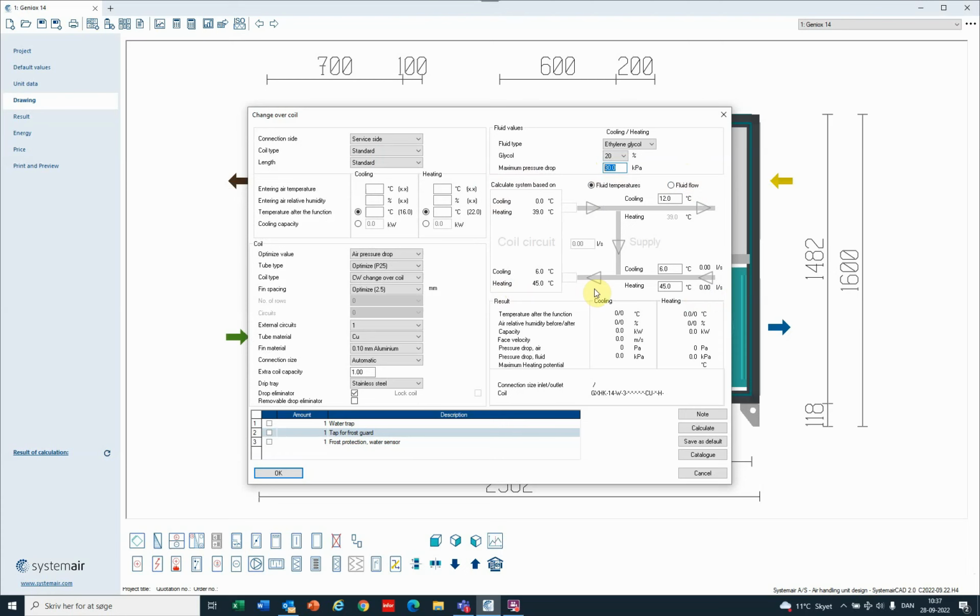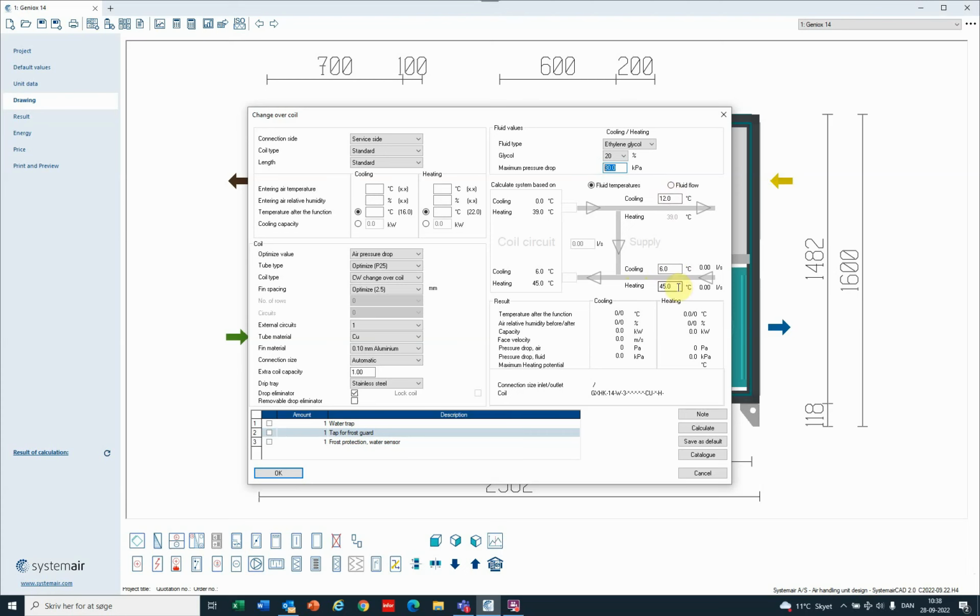Temperature inputs is done directly on this new graphical presentation of how the circuit should be built for a changeover coil. We have a primary circuit and we have a coil circuit. So inputs is done directly at this sketch of the circuit. Cooling 6 degrees going in, 12 degrees going out.